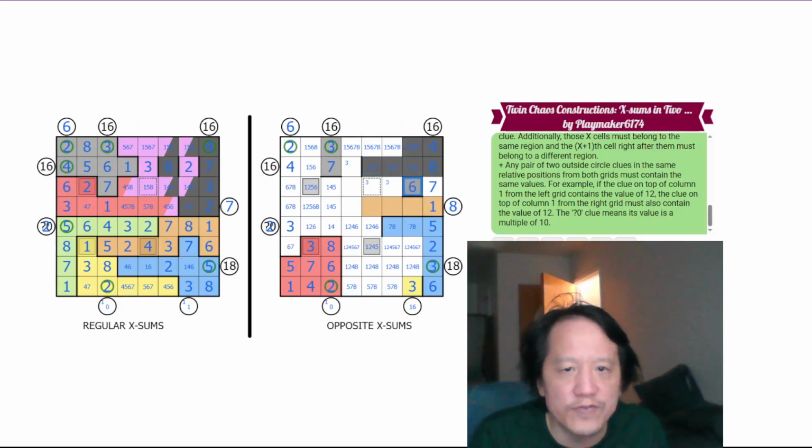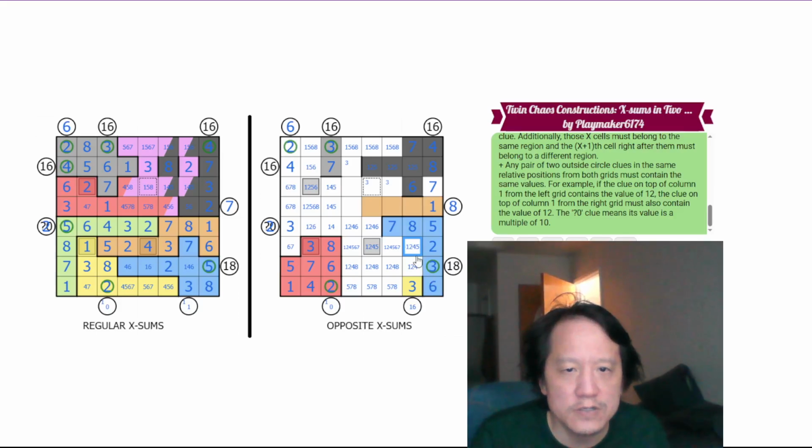So this can't be 1 or 5. It's 6. This can't be 1, 5, or 6. It's 7. That eliminates 7 in the rest of the row. So that eliminates 7 here. So this is 8, which makes this 7. No 8 here. No 7 here.